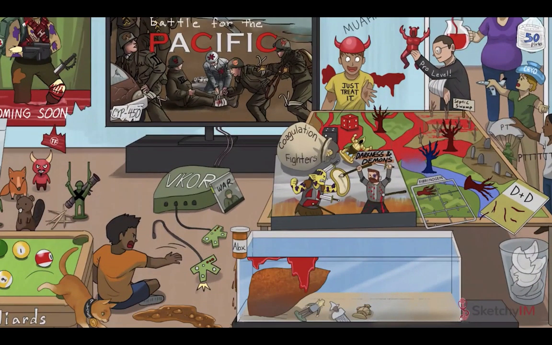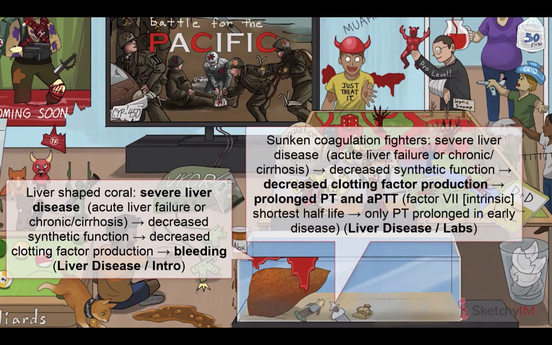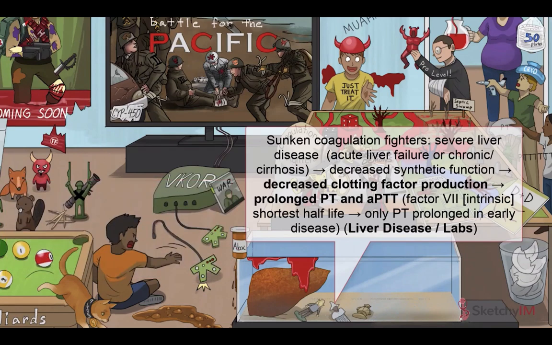Alright, I bet you thought we were done. But there's one more factor deficient state to cover: liver disease. As you know, clotting factors are produced in the liver. Chronic liver disease and cirrhosis, or conversely, acute liver failure, which you can think of as really, really bad acute hepatitis, are both associated with compromised clotting factor synthesis, which is why we've included a few sunken coagulation factor figurines at the bottom of the tank.